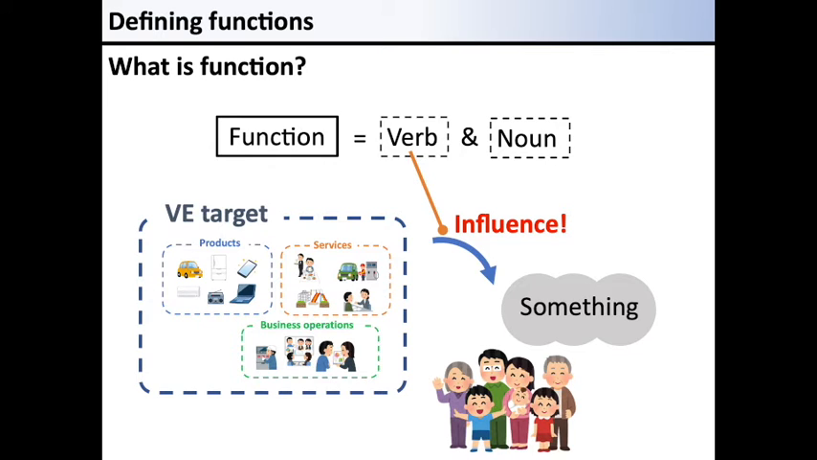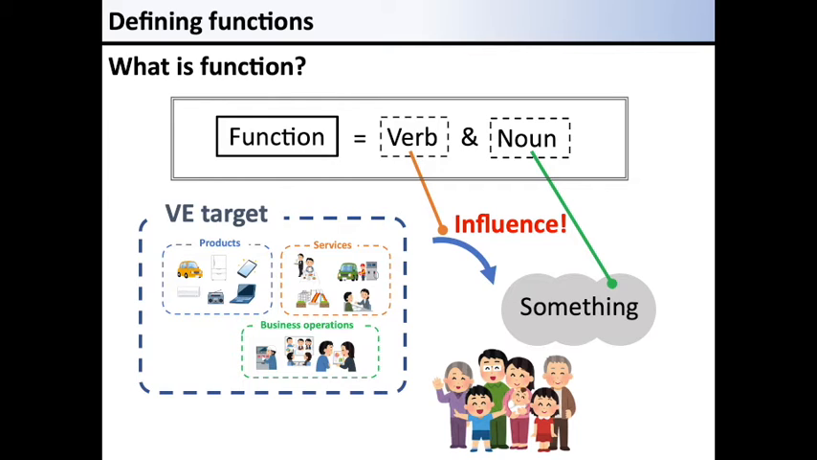The something influenced by the VE target is defined as noun, and how they influence the other thing is given as a verb. Now, let me show you how we define a function as a combination of a verb and a noun in VE.